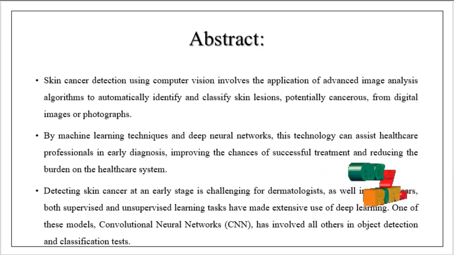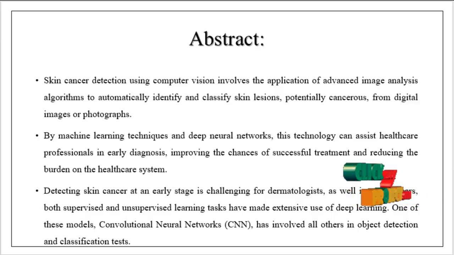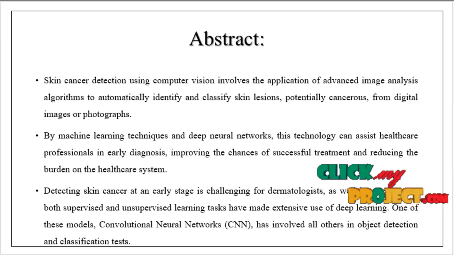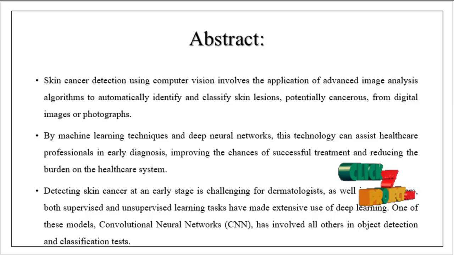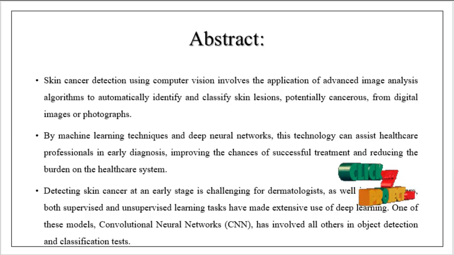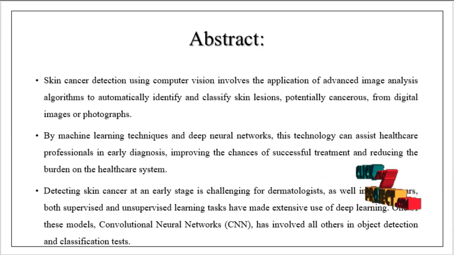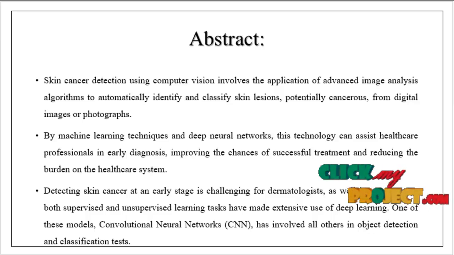Detecting skin cancers at an early stage is challenging for dermatologists. In recent years, both supervised as well as unsupervised learning tasks have made extensive use of deep learning methods. One of these methods, the convolutional neural network, that is the CNN, is used in this project for object detection and classification tasks. Hence in this process the object will be considered as skin cancerous.